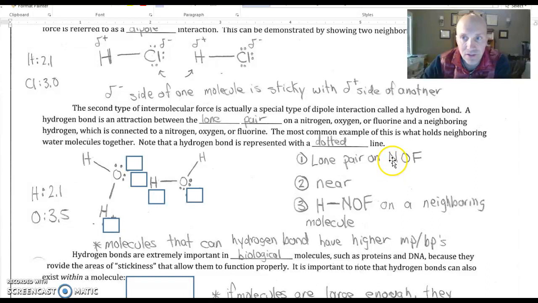All right, that means a nitrogen, oxygen, or fluorine. So what's special about these atoms? If you look at the electronegativity charts, these are the ones that are very electronegative.